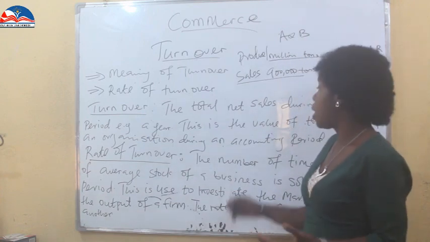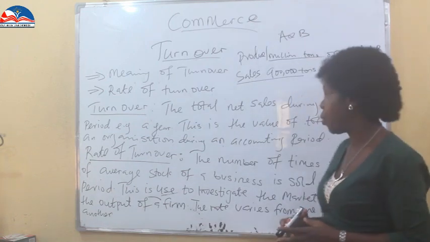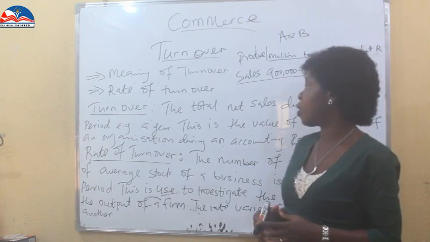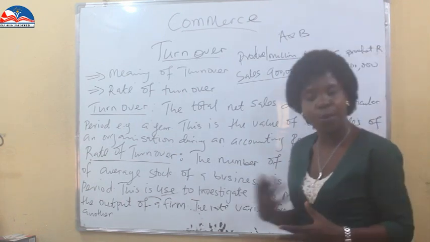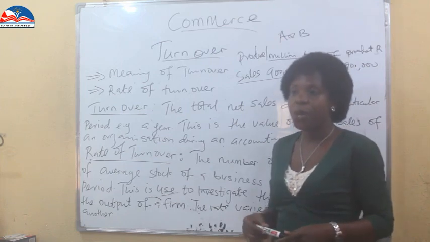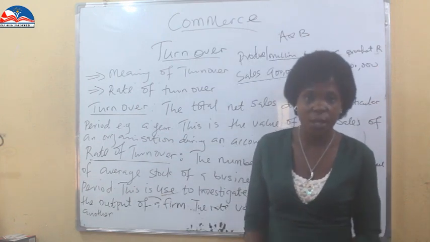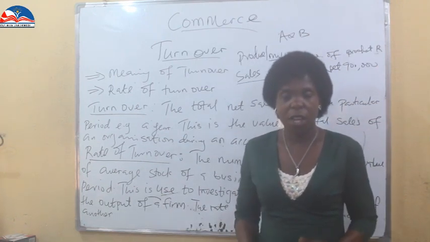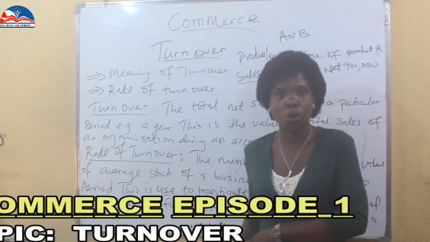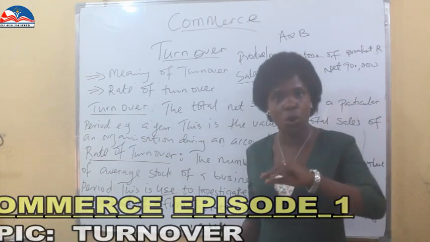So turnover has to do with the total net sales during a particular accounting period. And this is the value of the total sale of an organization. The total sale, everything sold. Remember, you can produce 1 million and sell off 1 million. That's to say you have nothing in stock. But a good business doesn't, because you must have something left in stock that you want to produce on top, or that you want to restock.